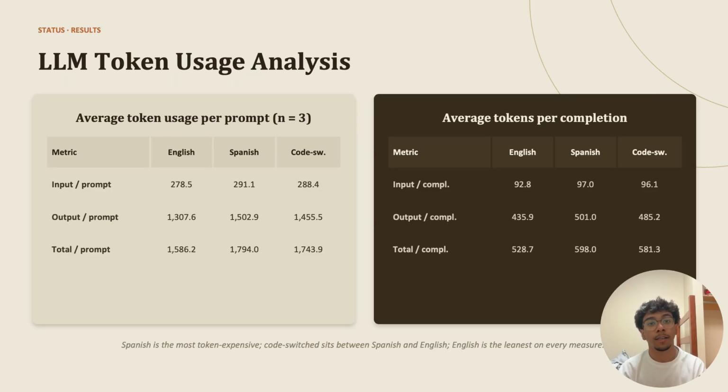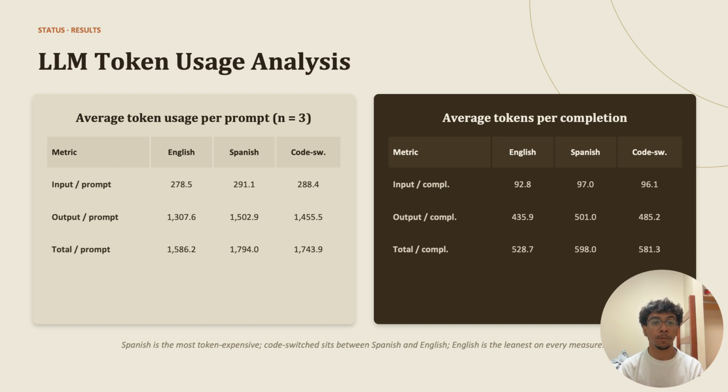So beyond the quality of the code, there's a cost dimension that we'll be exploring now. I track tokens 2 ways, per prompt across the three samples and per individual completion, splitting input and output each time. The ordering is remarkably consistent. English is the leanest on every single measure, Spanish is the most expensive, and code switch sits right between them.